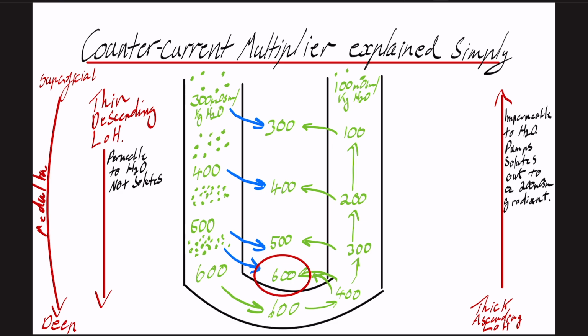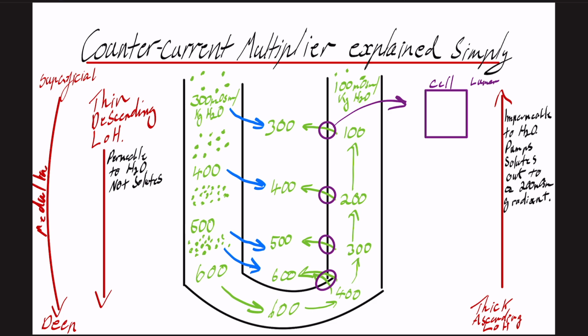But first, let's just talk about the channels that create the gradient and pump solutes out of the thick ascending limb into the interstitium. So in purple here, we've got the channels. And then on the right, we'll just diagrammatically draw a cell. And on the right of the cell is the lumen. So this is where the filtrate is. And then on the left is the interstitium. So this is the interstitial gradient that's being created.